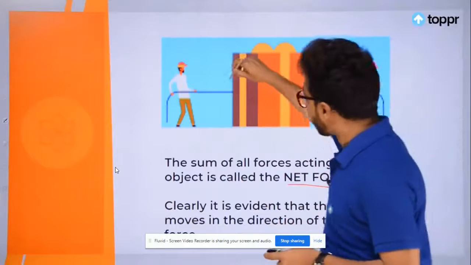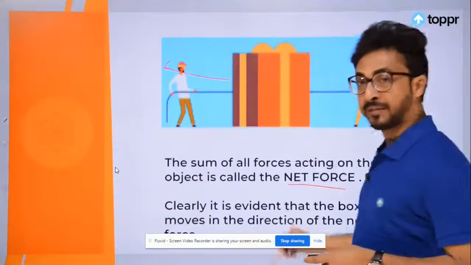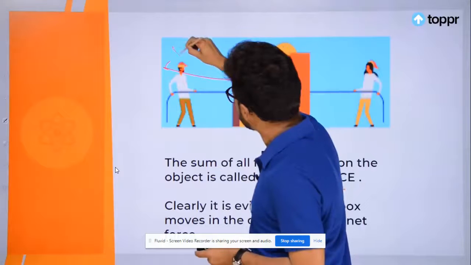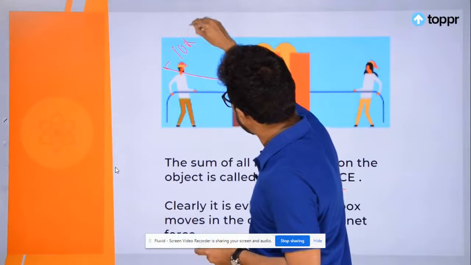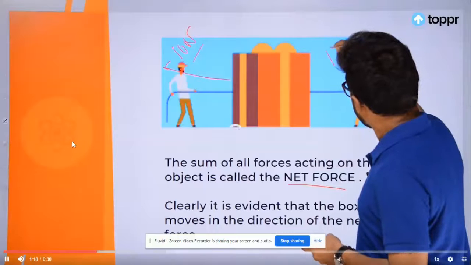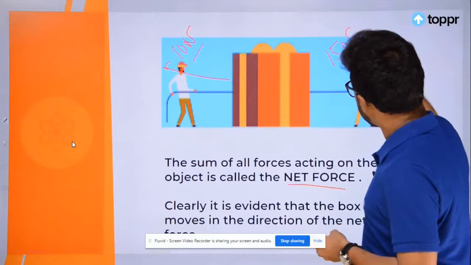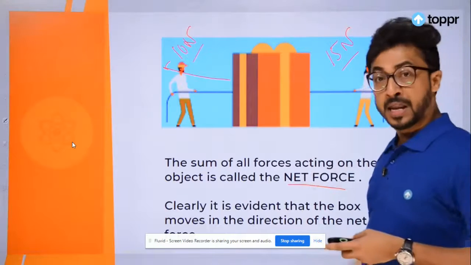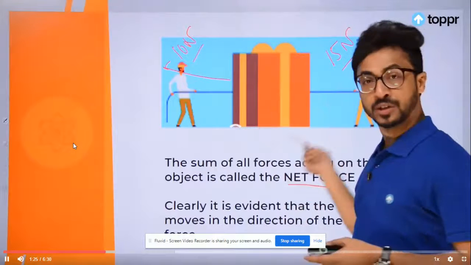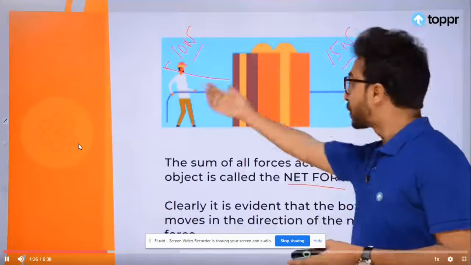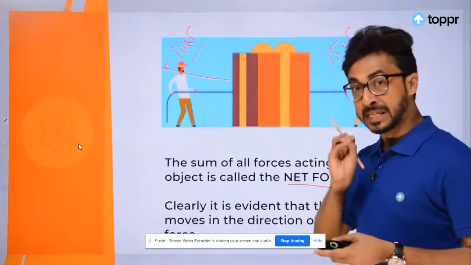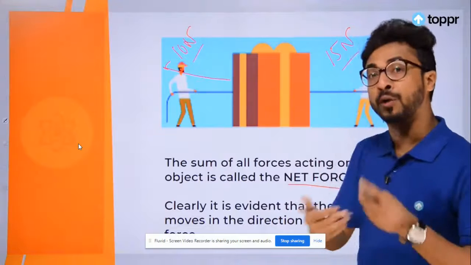That is, suppose a man is giving some amount of force. Suppose the man is giving 10 Newton force and the woman is giving 15 Newton force. Now, you will argue, as 15 Newton is the greater force, the box will move in this direction. And in terms of physics, that is the ordinary way of description.